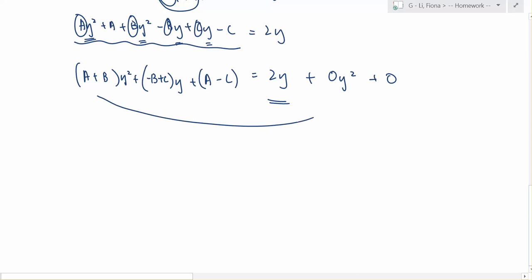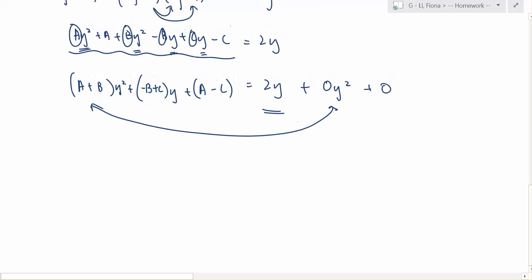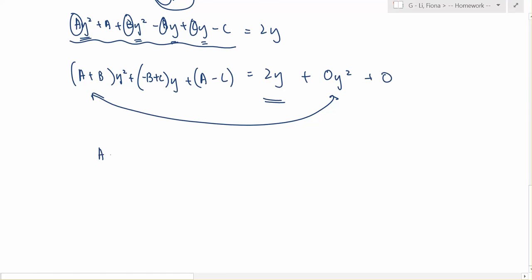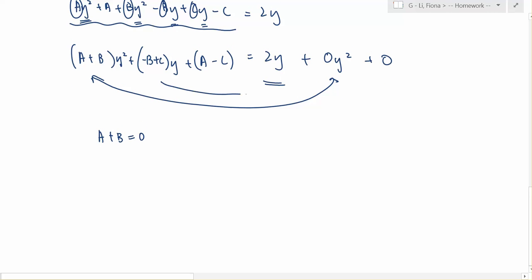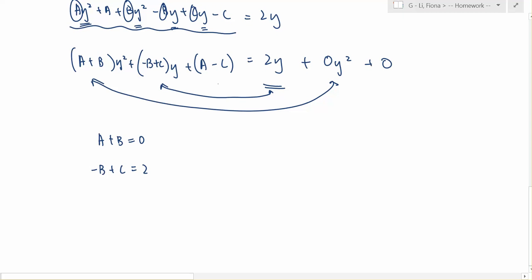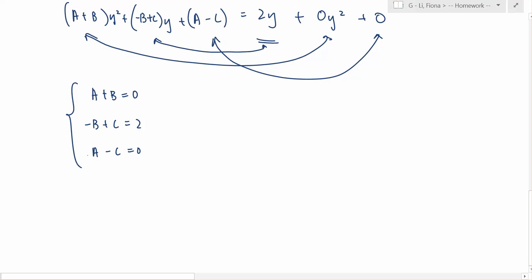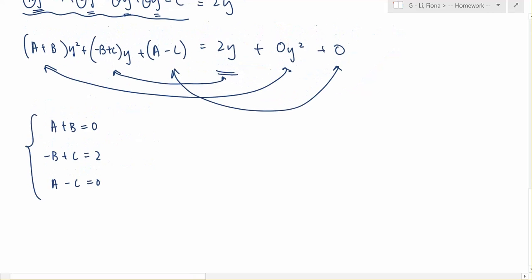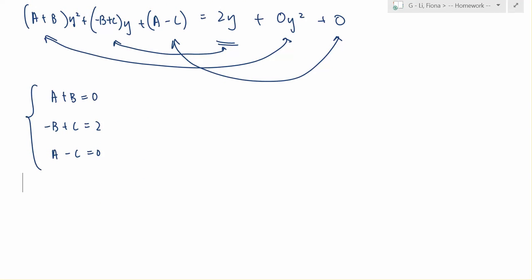And so matching these coefficients, we will get A plus B equals 0. And matching the coefficient of y, we'll get negative B plus C equals 2. And then for the last bit, we get A minus C equals 0. And so we will be solving this simultaneous equation with 3 equations and 3 unknowns.